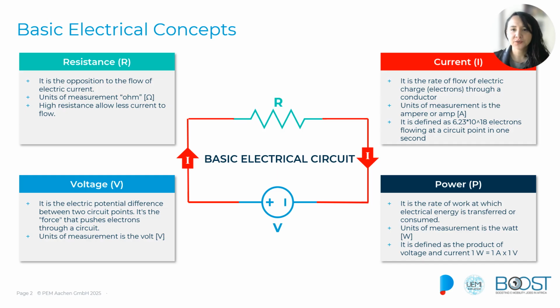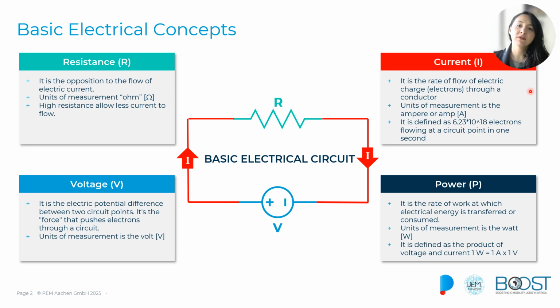So let's first break down the key electrical concepts that are the voltage, current, resistance, and power. Here we have a general electrical circuit showing a representation of all of these parameters. And let's start with the definition of the current. When we talk about current, we are referring to the actual flow of electricity within our circuit.